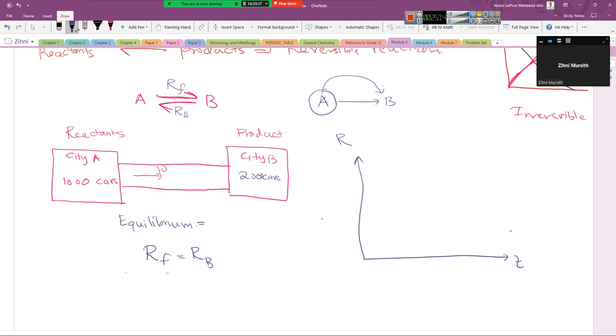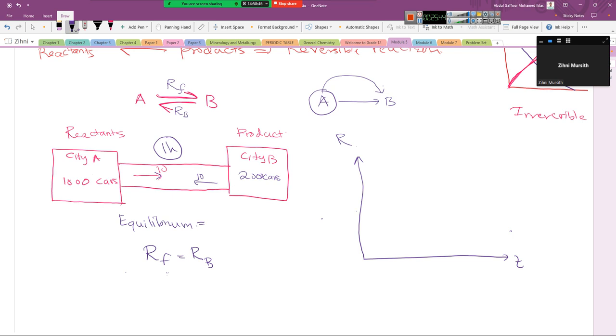Now if 10 cars are going from city A to city B, 10 cars should be coming from city B to city A. So if 10 cars are traveling from city A to city B in 1 hour, we have to specify the time also. In 1 hour, let's assume 10 cars are averagely traveling from city A to city B. At the same time, 10 cars are coming from city B to city A also.